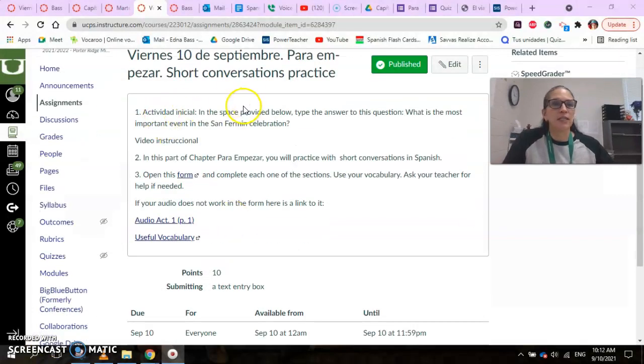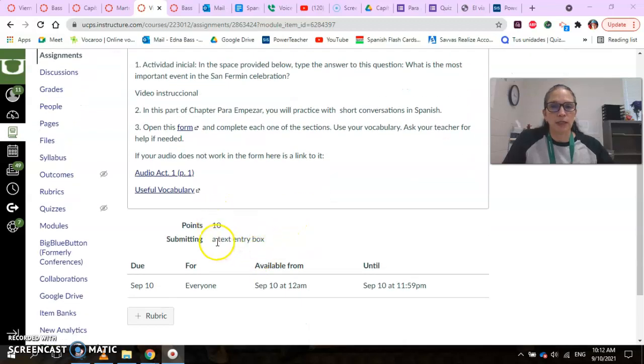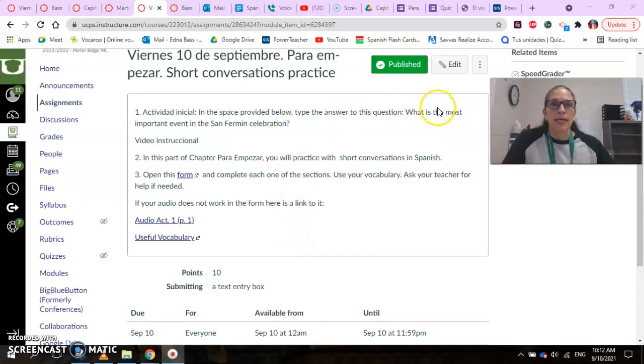Today, the first thing that you were supposed to do at the beginning of the class, in the first 5 minutes, is to type the answer to this question in the space provided below, right here in this text entry box. The question is, what is the most important event in the San Fermin celebration? You were learning about the San Fermin festival, so you should know. Just type your answer right there.